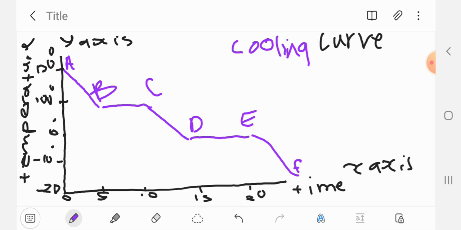Okay, so when you ask this in the question, you'll be asked maybe what is happening at B, what is happening at C, what is happening at D, what is happening at E, and what is happening at F. That's how this question will be asked. So you have to know the different stages of the cooling and the heating curve.